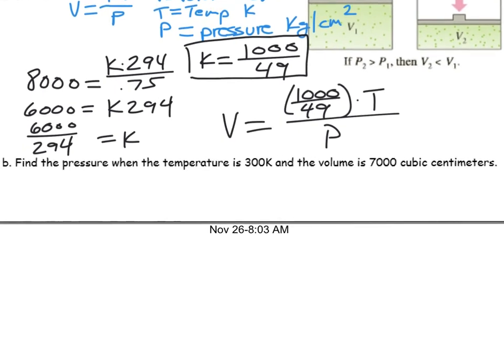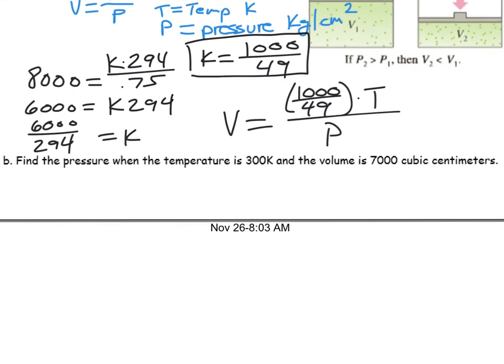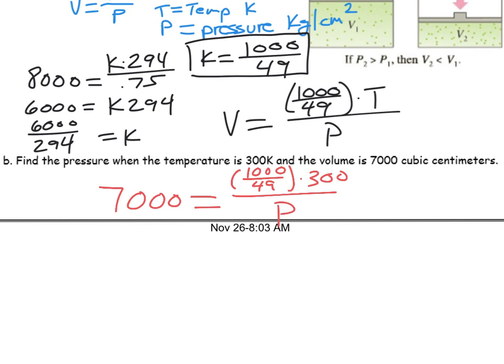So now let's head down to the bottom and use it a little bit. Find the pressure when the temperature is 300 and the volume is 7,000. So I've got three things missing. If I want to solve for one, I need two. So it tells me 7,000, and we're looking for pressure. So that's the equation we would have to solve.